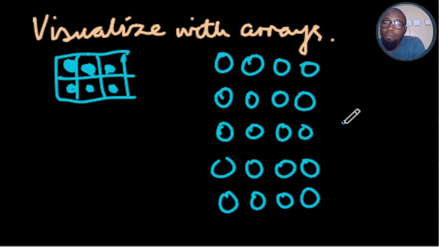So visualizing with arrays will also be a very good way to be at the top of your number manipulation. Okay, there you have it. From managing your zeros all the way to visualizing with arrays, you have the secrets to better number manipulation.